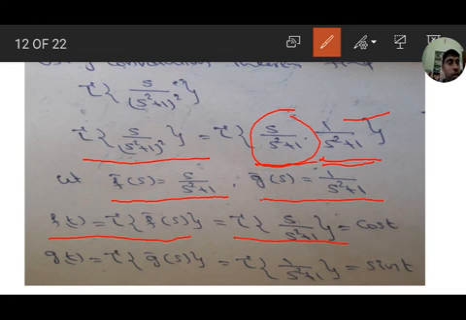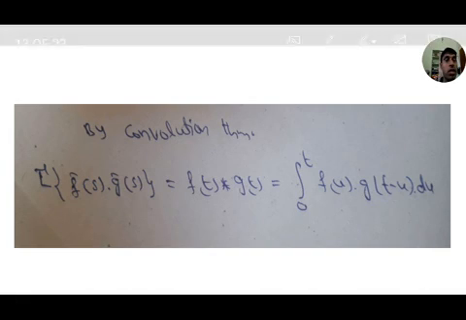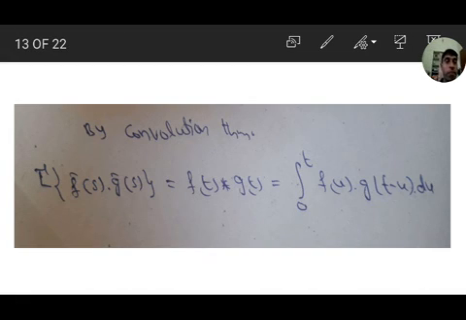S by S square plus 1, that is by using the formula, cos t. And g of t equals L inverse of G bar S, that is L inverse of 1 by S square plus 1 equals sin t. Okay, then by using the convolution theorem, what does the convolution theorem say? L inverse of F bar S into G bar S equals f of t star g of t, that is integration 0 to t f of u into g of t minus u du.